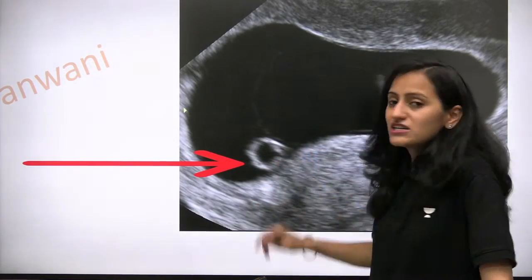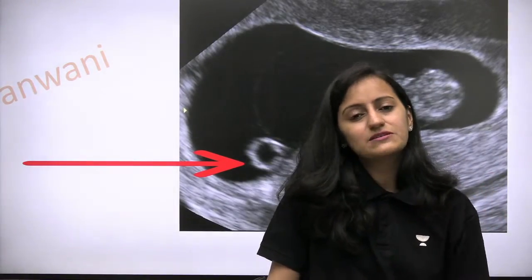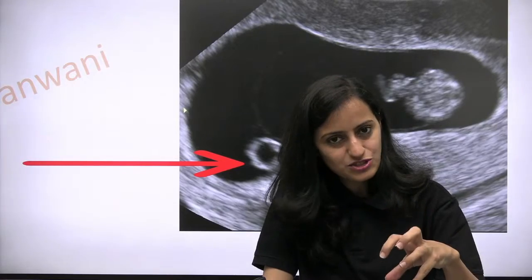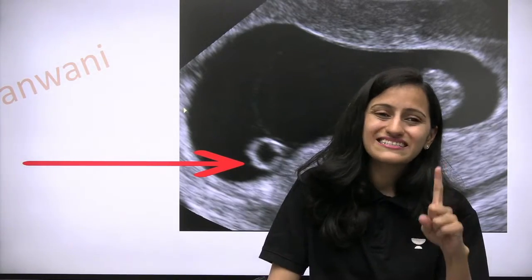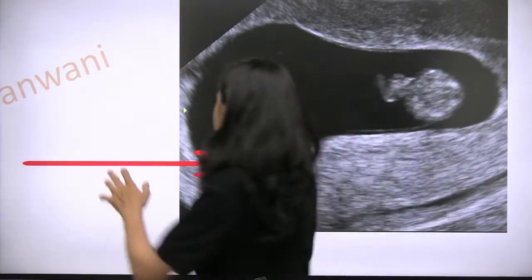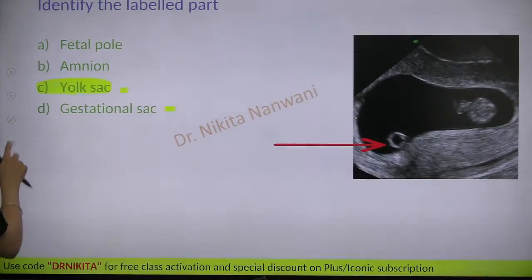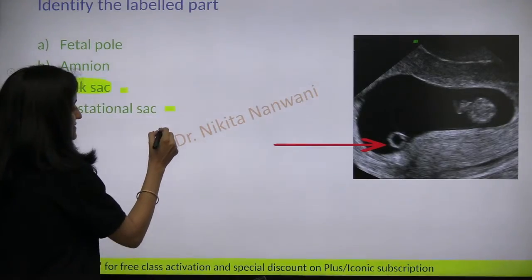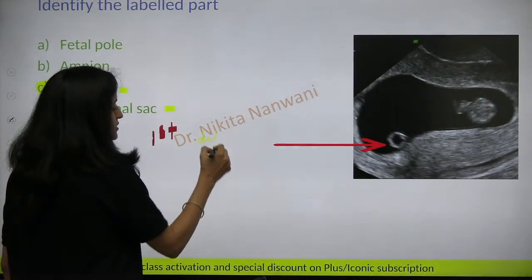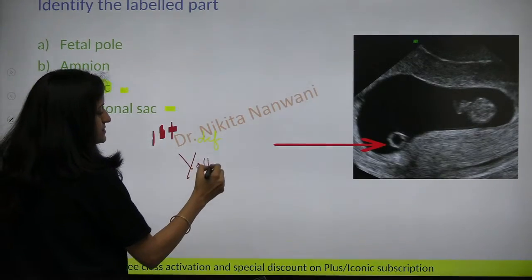So what is the function of the yolk sac? Hematopoiesis, providing nutrition to the fetal pole in the early weeks. And if you see a yolk sac within a gestational sac in the uterus, it's the first definitive sign of intrauterine pregnancy. Remember, it's not your gestational sac. The first definitive sign of intrauterine pregnancy is the appearance of the yolk sac.